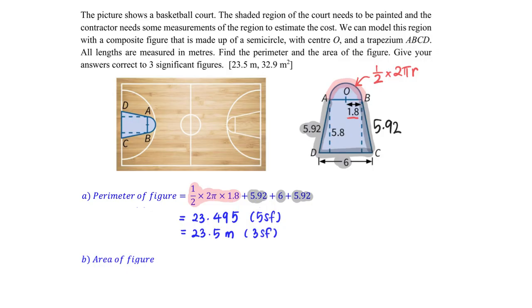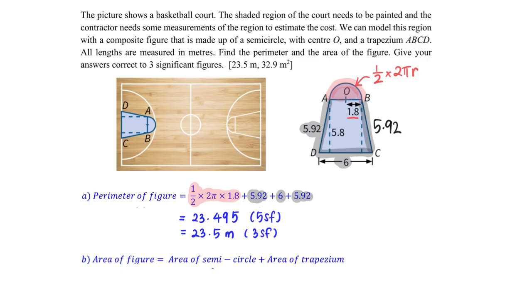For the area, we just need to have the semicircle plus the trapezium. Yeah. So for the semicircle, we would have half of pi r square. Okay, so that is the red color one.